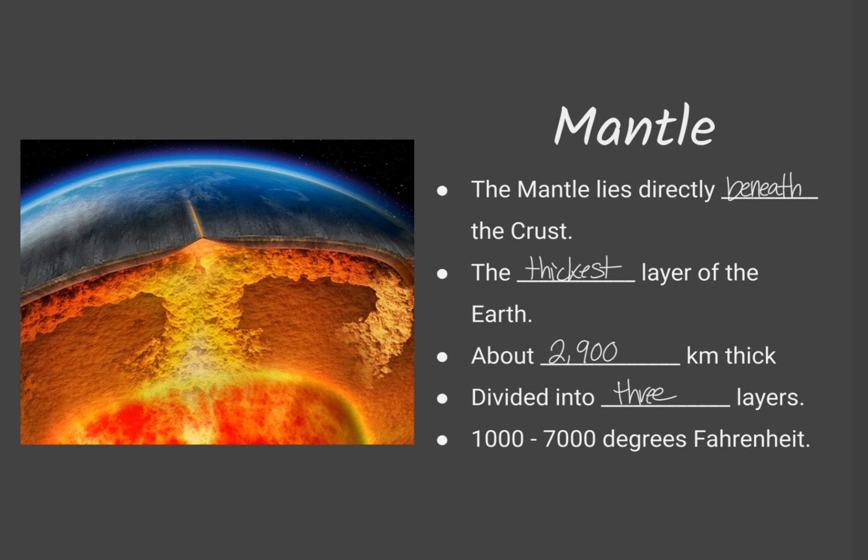The mantle also gets hotter the further down or the deeper that you go. It's about 1,000 degrees Fahrenheit right near the crust, which would be up here. Down here near the outer core, it's about 7,000 degrees Fahrenheit. So it gets a lot hotter the further down that we go.